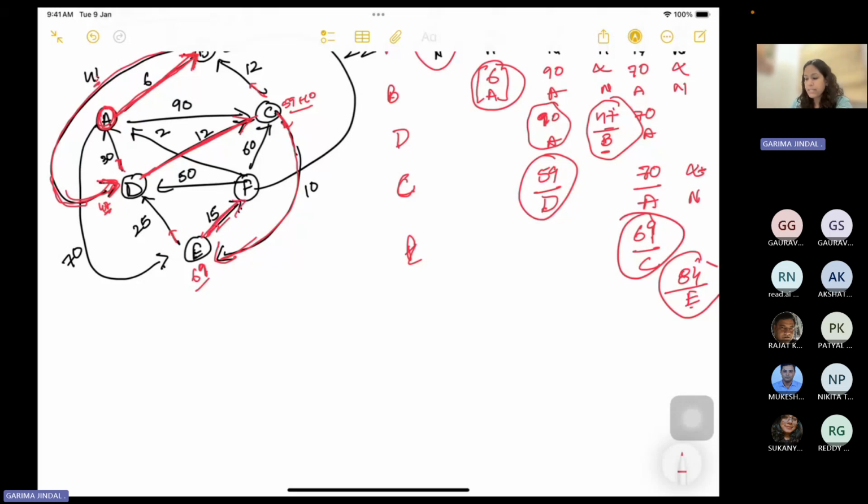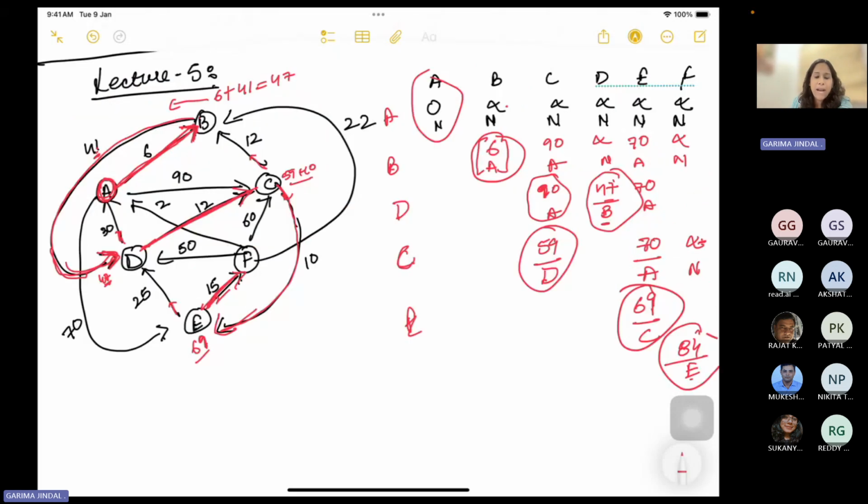So this is the shortest path from A to all the other nodes that is calculated by Dijkstra algorithm. I hope this entire calculation and the way in which Dijkstra works is clear to you. Is there any doubt, anyone?